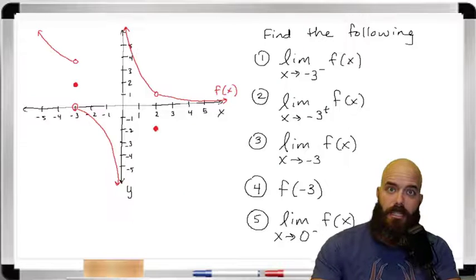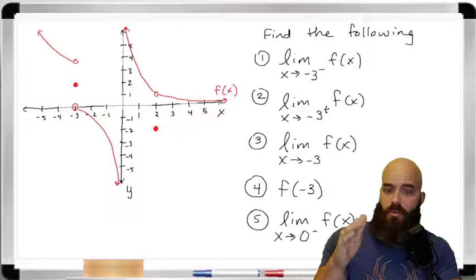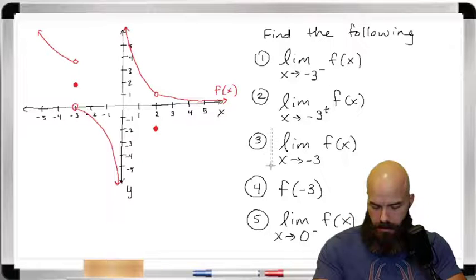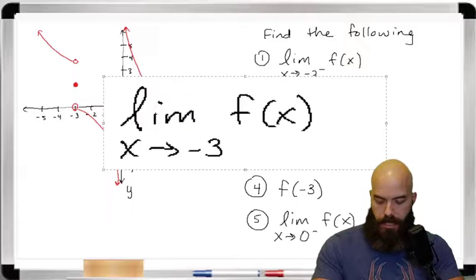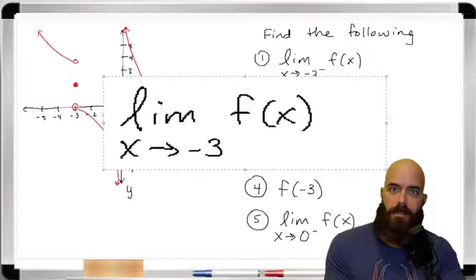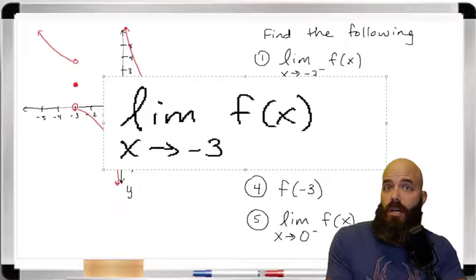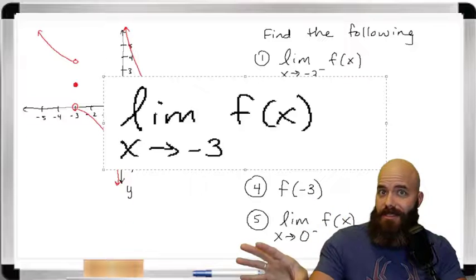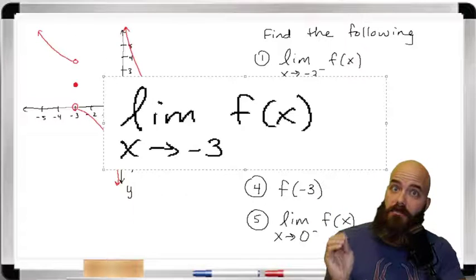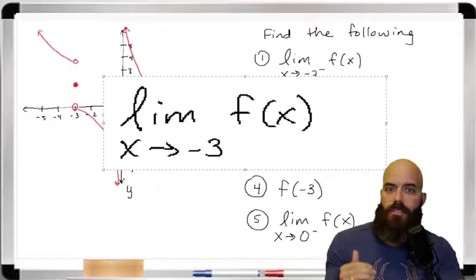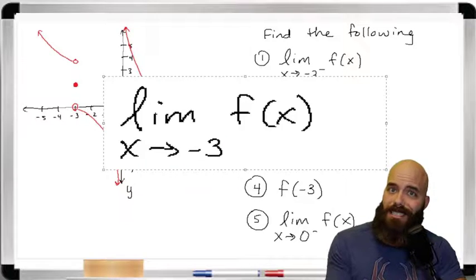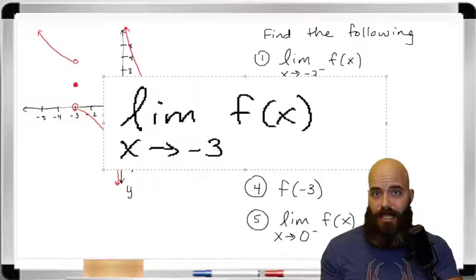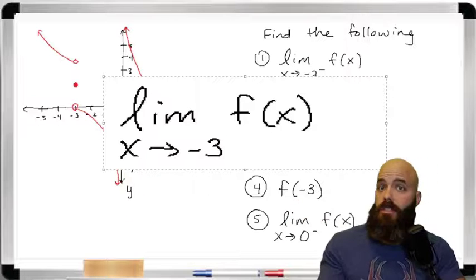Now, if you don't see the left side notation or the right side notation, this is asking for the two-sided limit. In order for a two-sided limit to exist, the left-sided limit and the right-sided limit must be the same. They must approach the same limit value. So keep that in mind. The limit as x approaches -3 of f of x can only exist if the left-sided limit and the right-sided limit are exactly the same. So let's answer these questions.